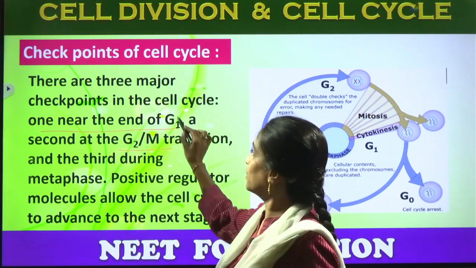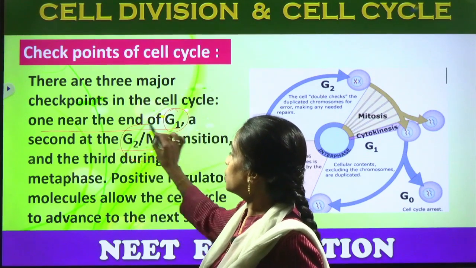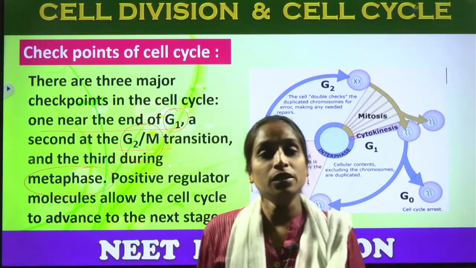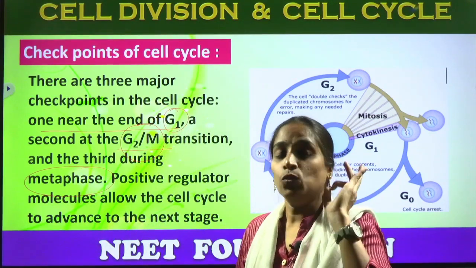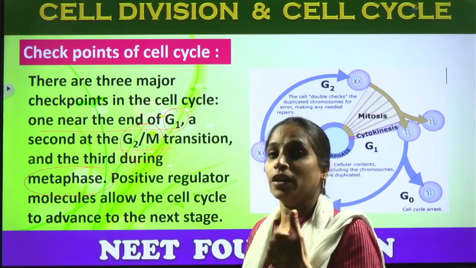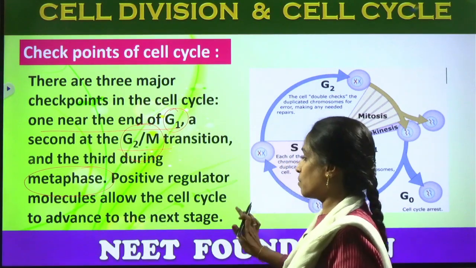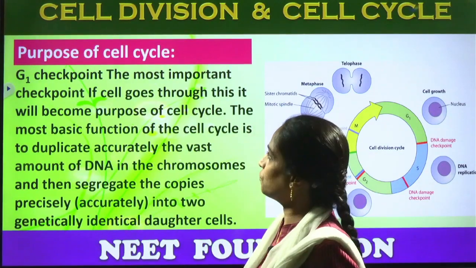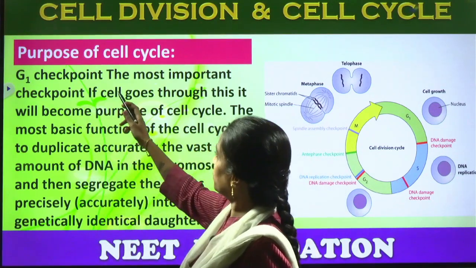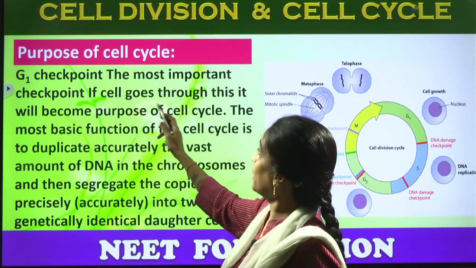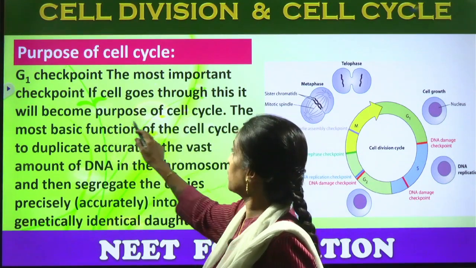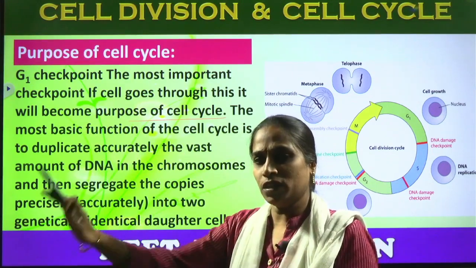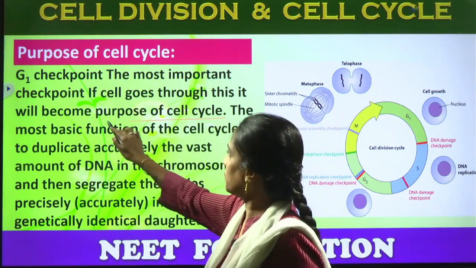What are those? One near the G1, one more near the G2 or M, and the third one during the metaphase, nothing but the beginning of the metaphase. The checkpoints in the interphase will play a very major role in controlling the mitotic or meiotic cell division. Yes, and now let us see what is the purpose of the cell cycle. The G1 checkpoint is the most important checkpoint. If the cell goes through it properly, then it is a purposeful cell cycle.